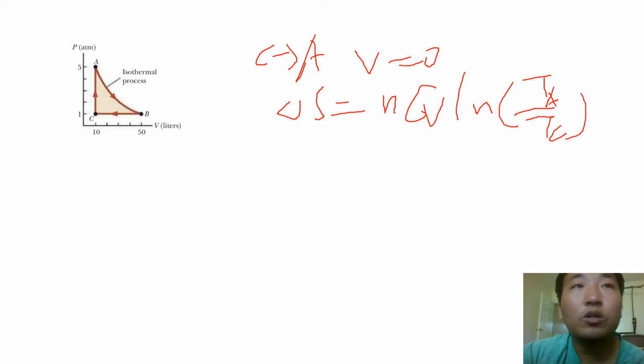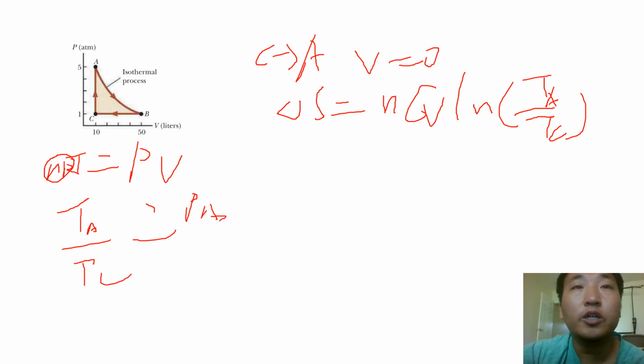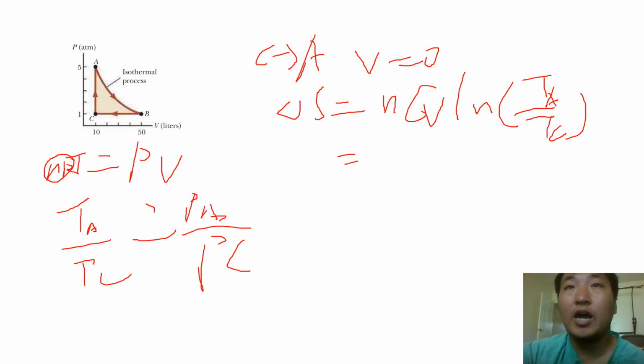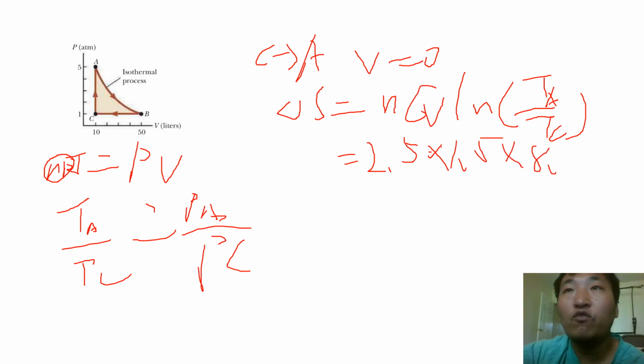So with the ideal gas law, we can get nRT equal to PV, and because the volume doesn't change and those are constant, we can get TA to TC equal to PA to PC. So just plug into the function which is here, and CV is 2.5 R because of that diatomic gas. 2.5 times n, which is 1.5, and R is 8.314.